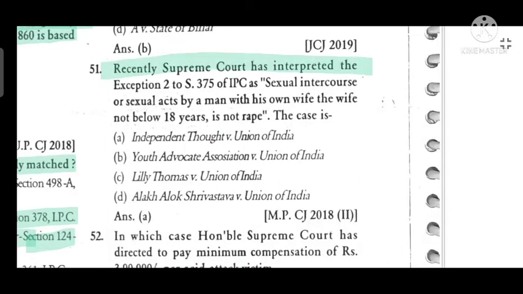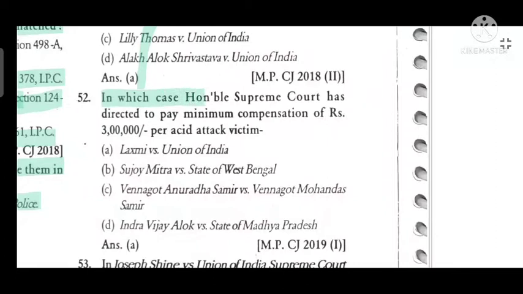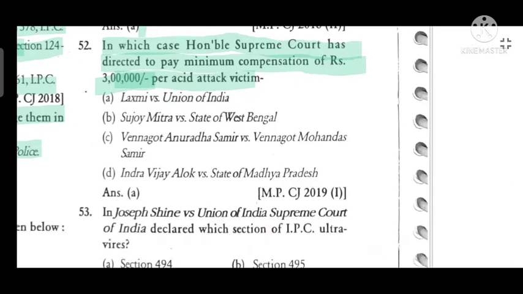Recently, the Supreme Court has interpreted Exception 2 of Section 375 of IPC. Sexual intercourse or sexual act by a man with his own wife, not below the age of 18 years, is not rape. The case is Independent Thought versus Union of India. In which case has the Honorable Supreme Court directed to pay minimum compensation of rupees 3 lakh per acid victim?